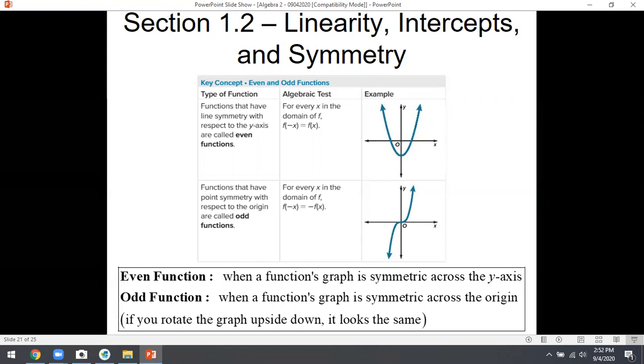Here's the most simple example I can think of. Is this even? And by that I mean what? Symmetric across the y-axis? Here's the y-axis. If I flip it across both sides, do I get the same thing? Yes. So this is even. This is an even function. What's anything to the 0 power? Does anybody know? 1. Yeah, you learned things over the years. I'm so proud of you. Yep. Anything to the 0 power is 1.